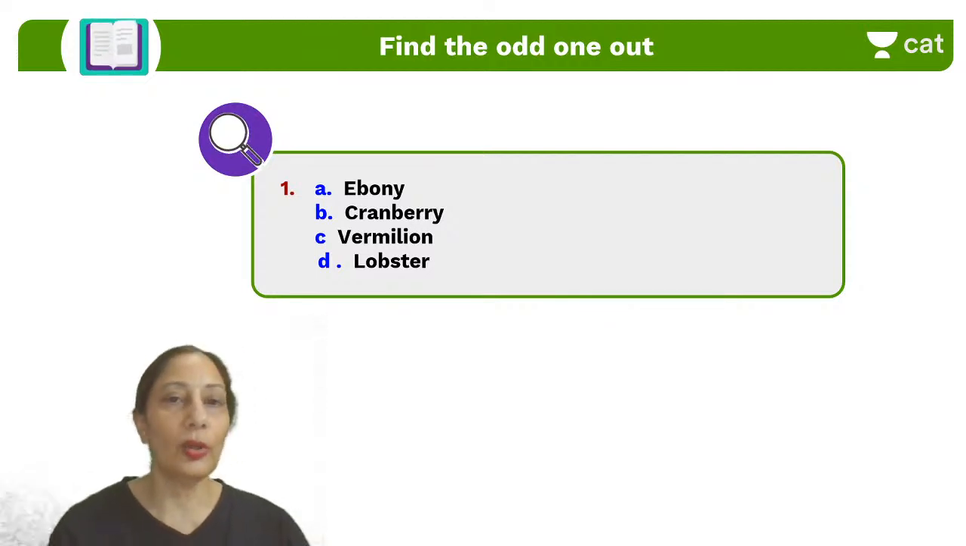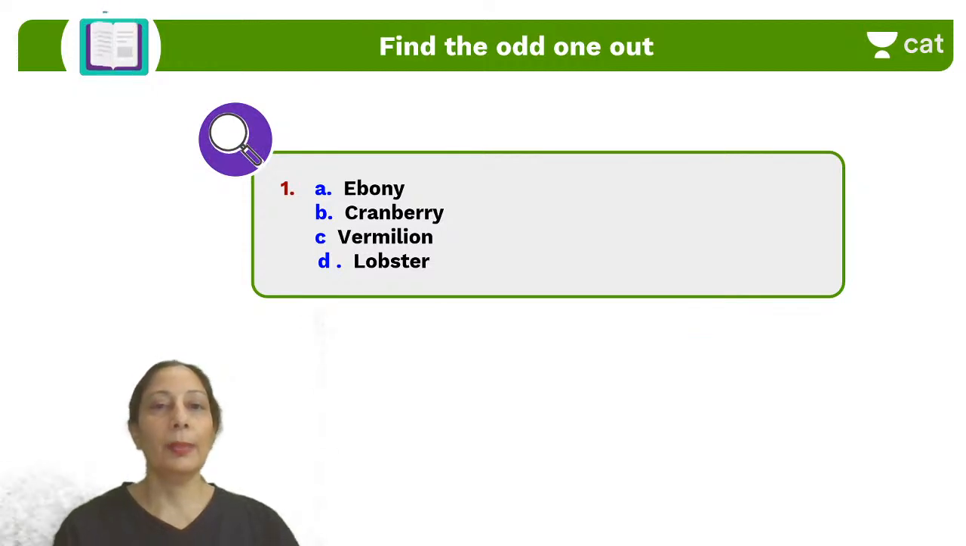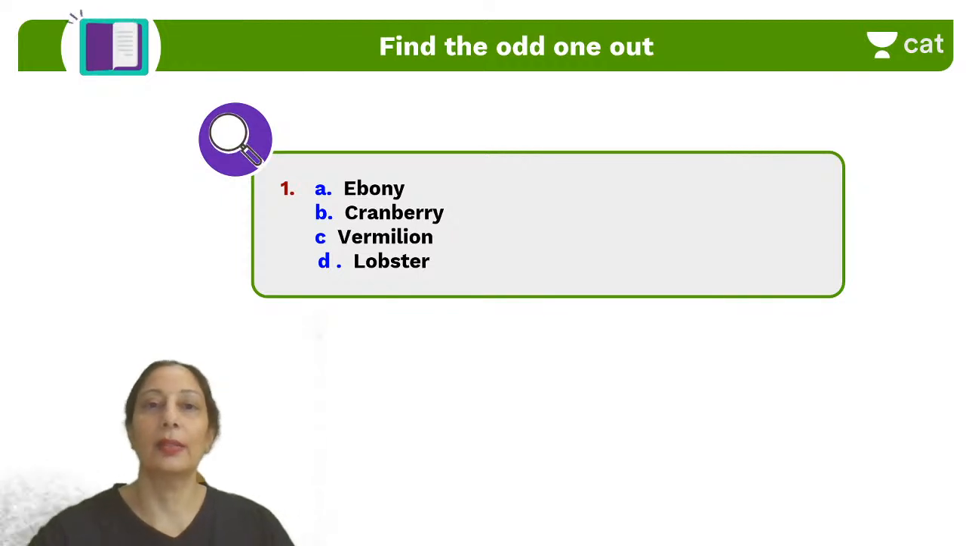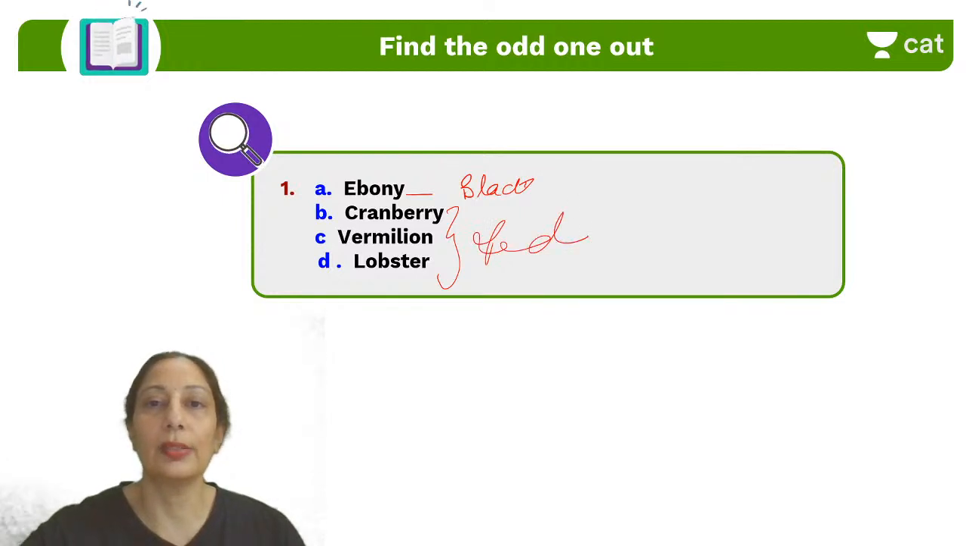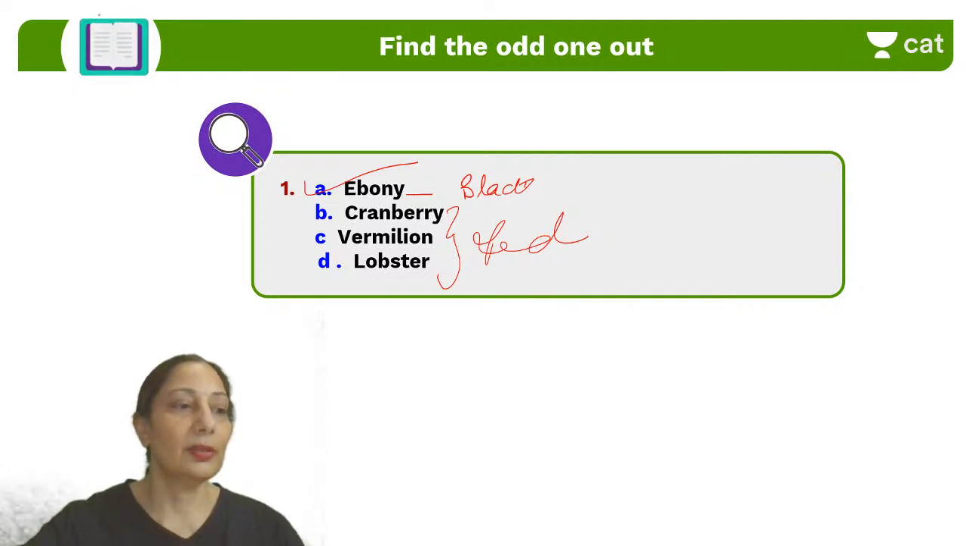Then what is the meaning of ebony? Ebony is related to black in color, guys. Ebony is black. The color ebony is black. It relates to black. And cranberry, vermilion and lobster are related to red. So therefore ebony is the answer, guys. It is ebony, right? Yes. Got it, guys? Yes. Is it fine? Ebony is a kind of a tree, yes, but it is related to the color black.